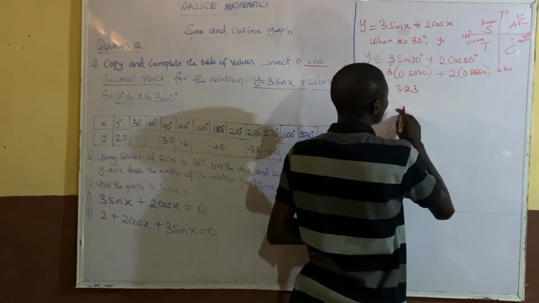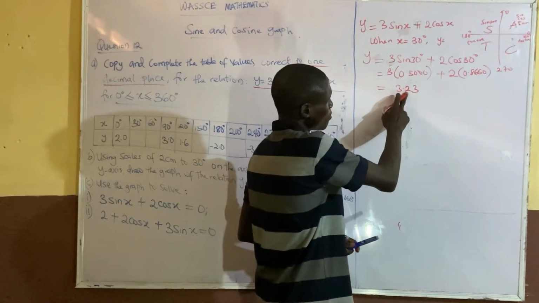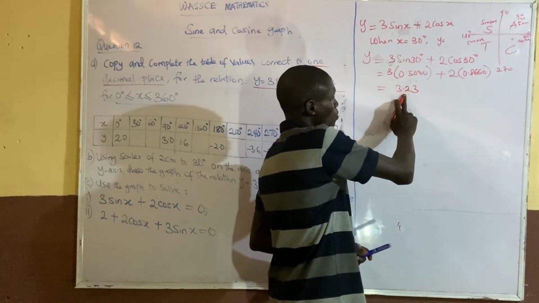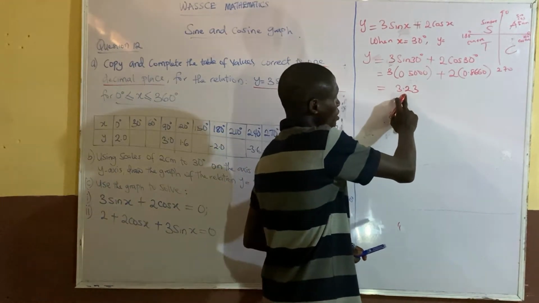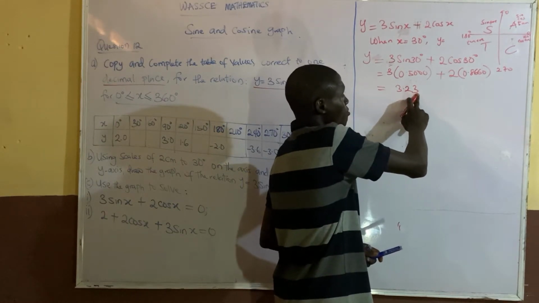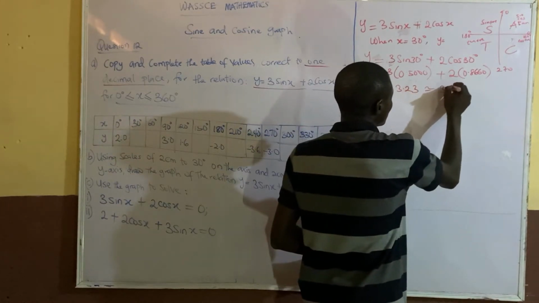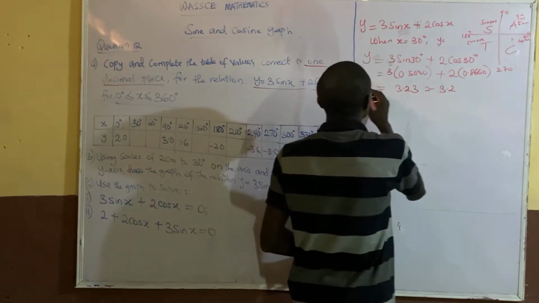Now approximate to one decimal place. Look at this: it is two decimal places, and we are going to one decimal place now. This digit is not up to 5, so you are going to drop it, and this will be 3.2 to one decimal place.